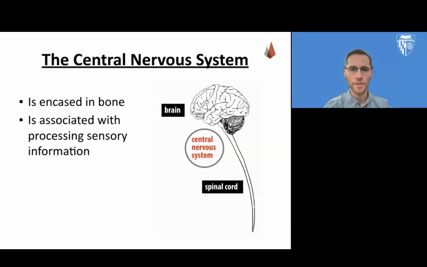The central nervous system is also the portion of the nervous system most associated with processing sensory information. It then sends electrochemical signals out to the peripheral nervous system for physical movements and actions.